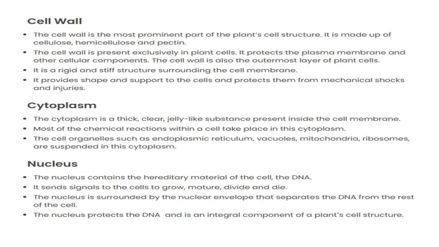Cell wall: it is the most prominent part of the plant cell structure, which is made up of cellulose, hemicellulose, and pectin. The cell wall is present exclusively in plant cells. It protects the plasma membrane and other cellular components. It provides shape and support to the cells and protects them from mechanical shocks or injuries. Cytoplasm is a thick, clear, jelly-like substance which is present inside the cell membrane. The cell organelles such as endoplasmic reticulum, vacuoles, mitochondria, and ribosomes are suspended in the cytoplasm.